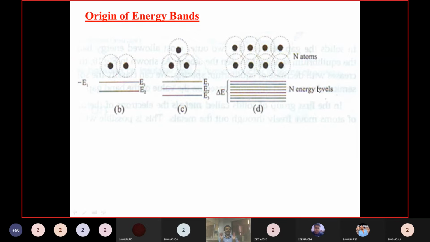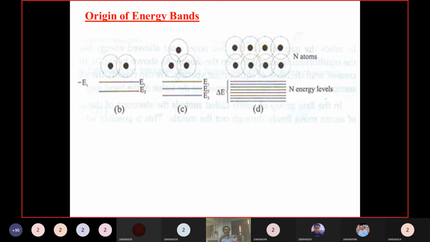So if you take any material, there are so many atoms, and in those atoms so many electrons are revolving. According to the band theory of solids, I am saying, so many atoms will be there, and around those atoms, electrons will be revolving.